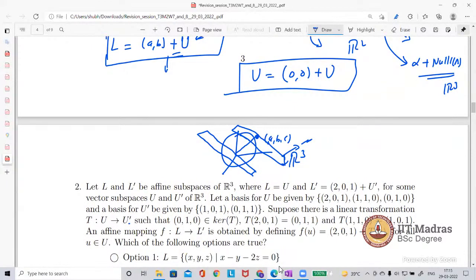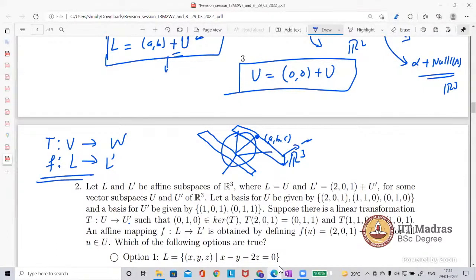Again, as you know, T is a linear transformation from a vector space V to a vector space W. Now suppose we want to find a mapping on affine subspaces. Affine subspaces are not subspaces or vector spaces; they are a shift of a vector space. So we want to find a map related to the affine subspace also. That map is called an affine mapping, nothing else.